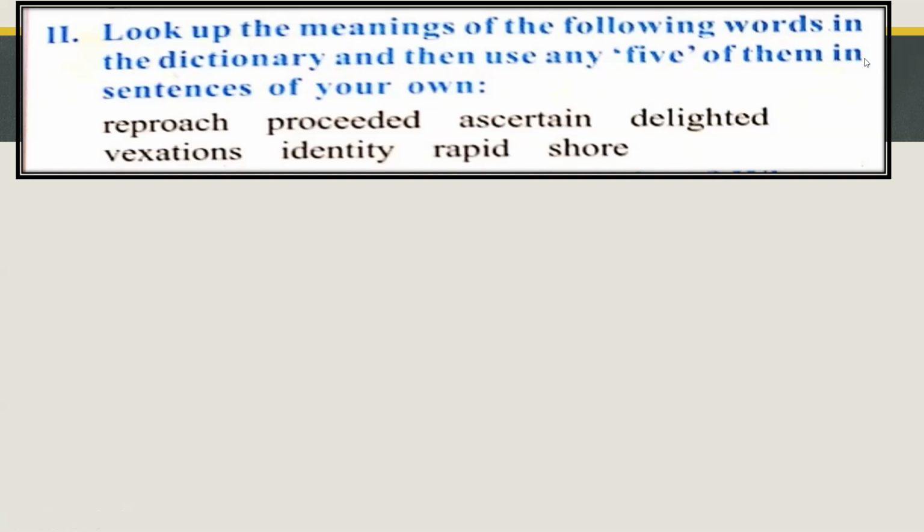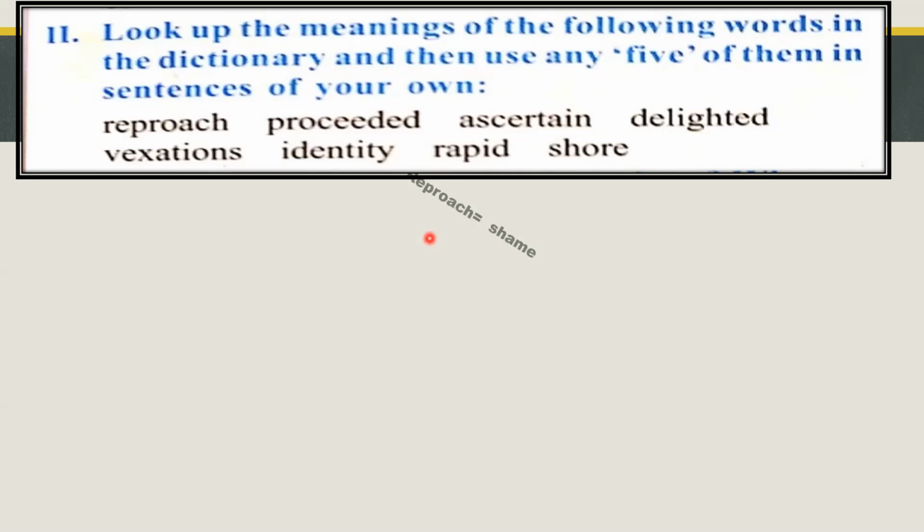In exercise number 2, what we have to do is very easy, dear students: look up the meanings of the following words in the dictionary and then use any 5 of them in sentences of your own. Here we have a total of 8 words. So you have to write the meanings and then use them in sentences. But for your convenience, I'm just going to tell you the meanings of these words and you have to use them in your sentences and send them to me.